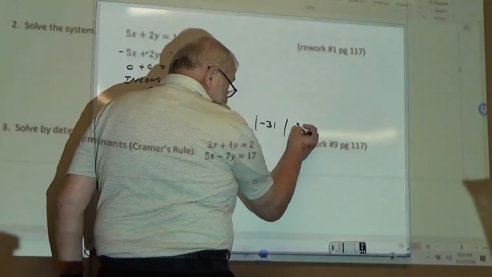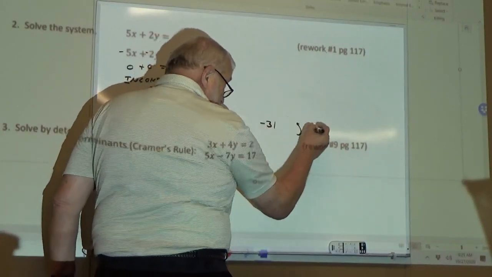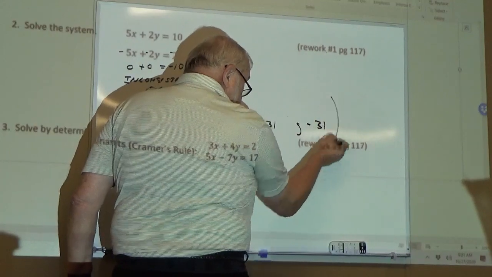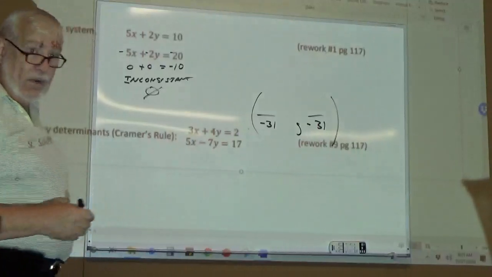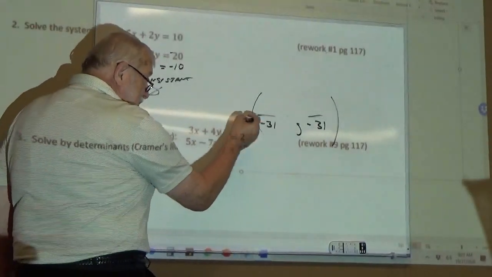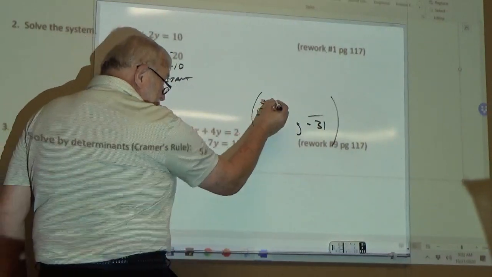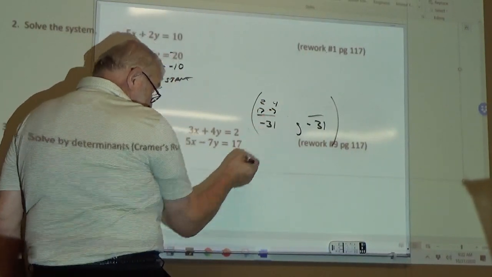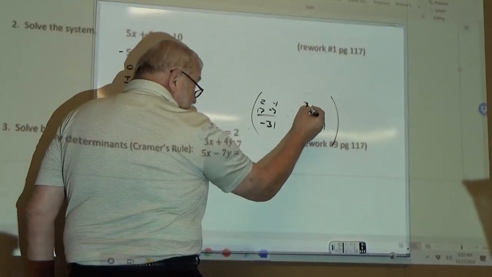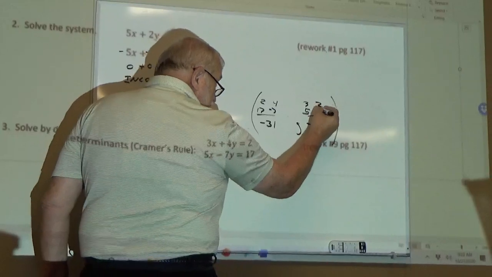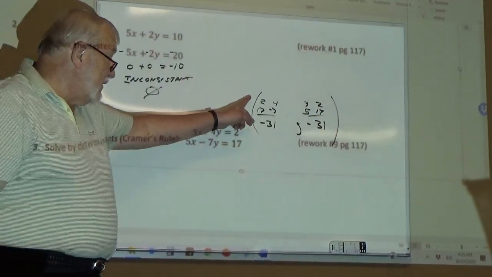Both denominators of the coordinate point are going to have the same determinant. Now what goes on the top, we substitute 2 and 17 and keep the 4 and -7. And then on this one, we're going to keep the 3 and 5 and put the 2 and 17 where the y is.